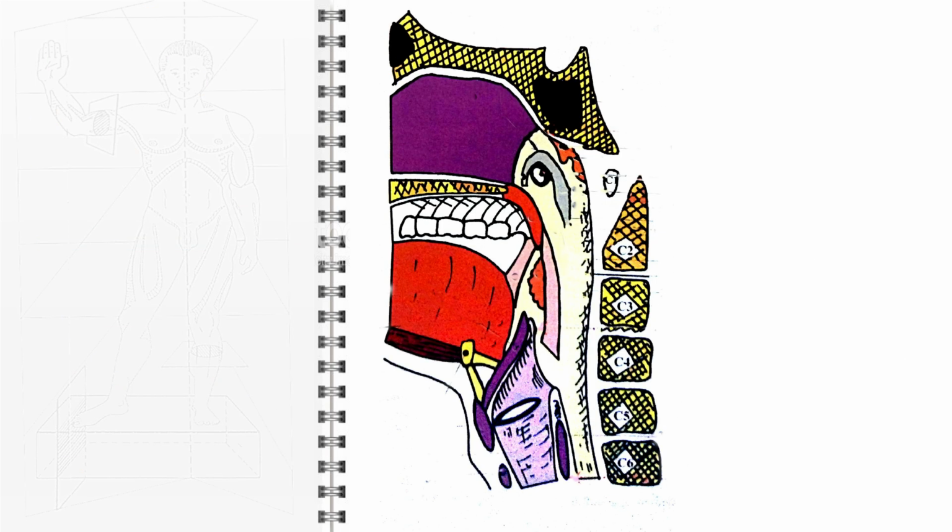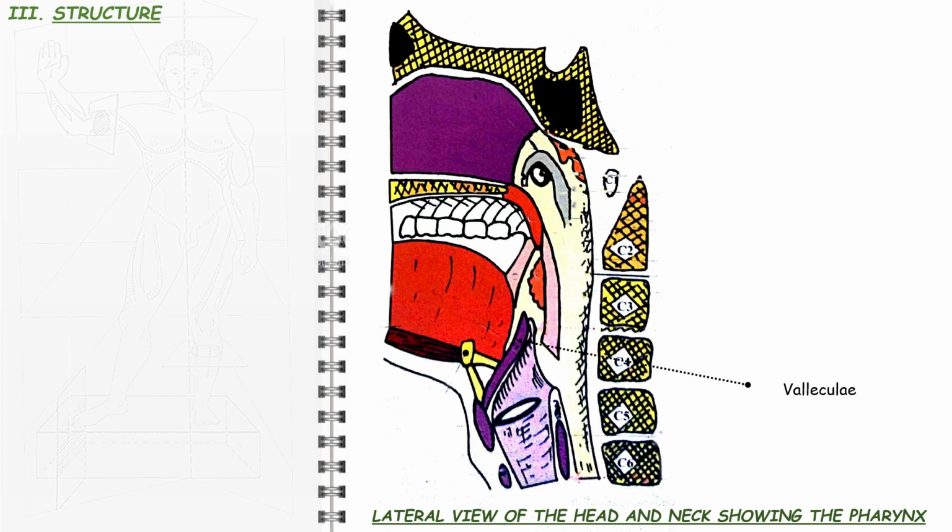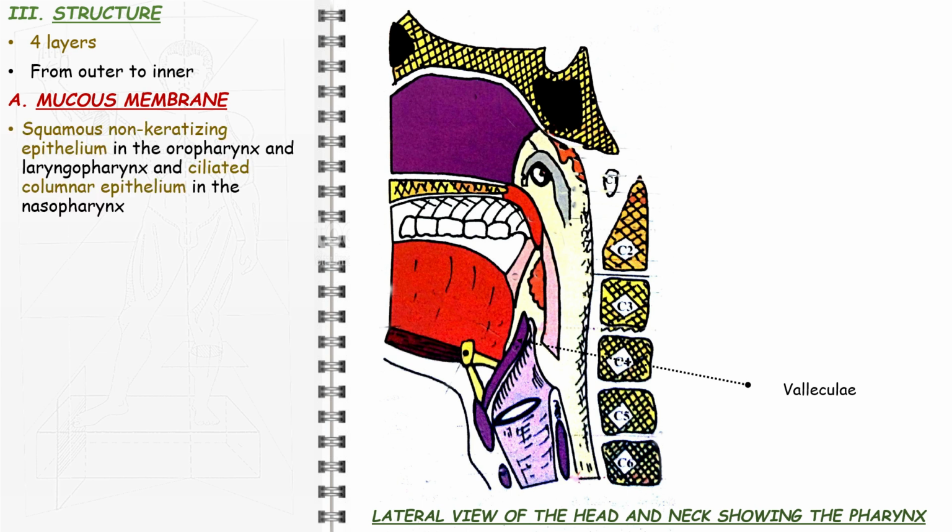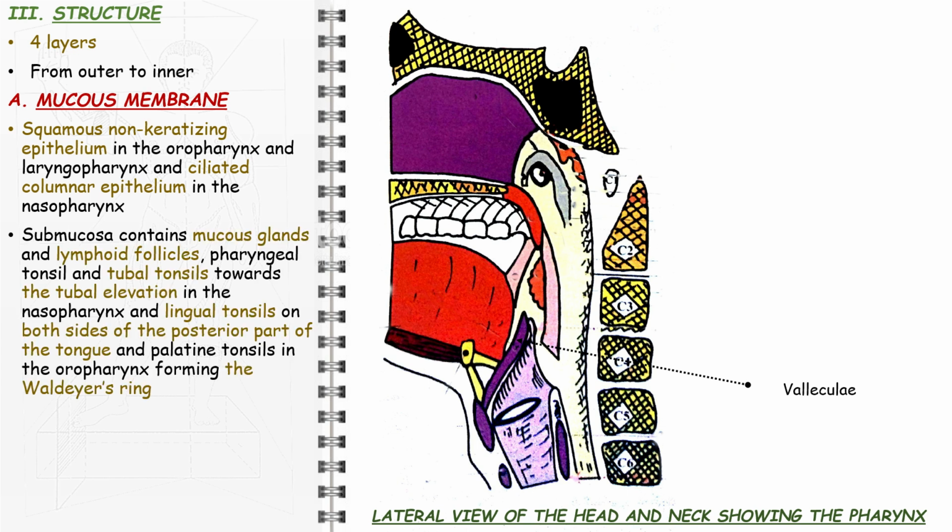Related to the alimentary tube, the fibromuscular wall of the pharynx is made of 4 layers. From the outer to the inner layer, the mucous membrane is lined by a squamous non-keratinizing epithelium in the oropharynx and laryngopharynx and by a ciliated columnar epithelium in the nasopharynx. They rest on a lamina propria rich in elastic fibers. The submucosa contains mucous glands and lymphoid follicles: the pharyngeal tonsil, tubal tonsils towards the tubal elevation in the nasopharynx, lingual tonsils on both sides of the posterior part of the tongue, and palatine tonsils in the oropharynx, forming Waldeyer's ring.